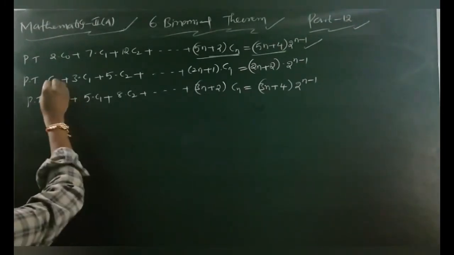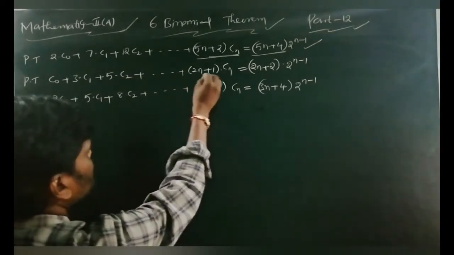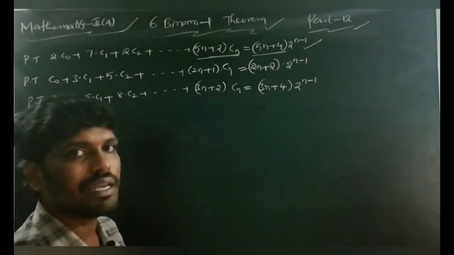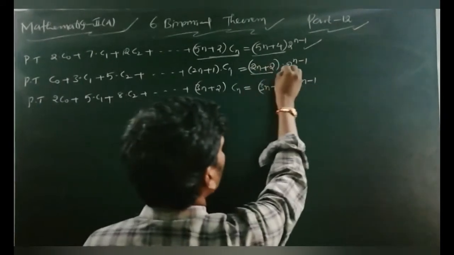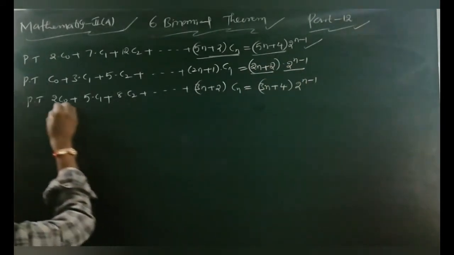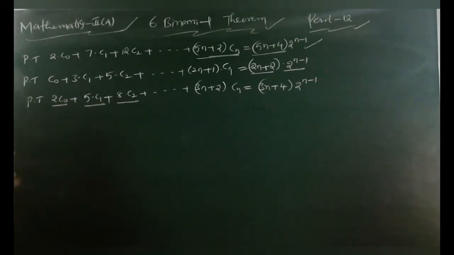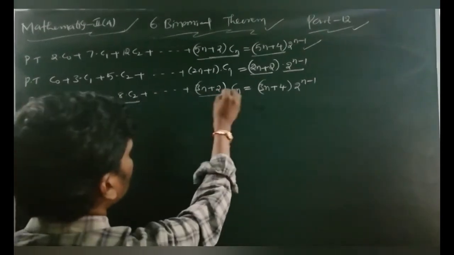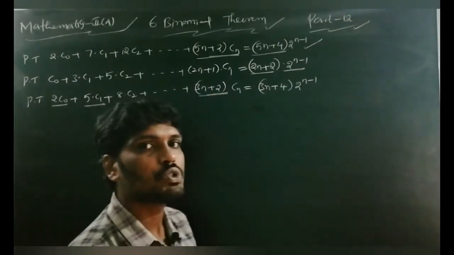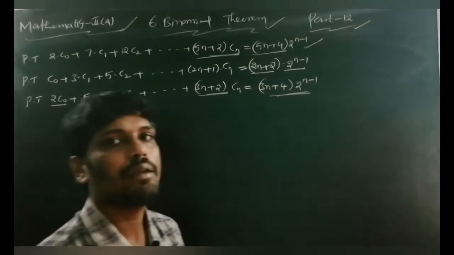Second problem: C0 plus 3 C1 plus 5 C2 plus and so on, plus (2n plus 1) into Cn is equal to (2n plus 2) into 2 power n minus 1. Similarly, 2 C0 plus 5 C1 plus 8 C2 plus and so on, plus (3n plus 2) into Cn is equal to (3n plus 4) into 2 power n minus 1.